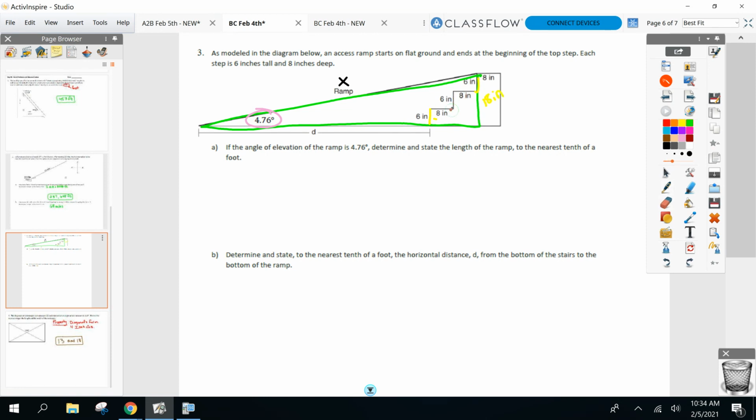I don't know, I was trying to figure out which one was for the height and which one was for the width. All right, so I think this turns into yesterday now, right? Basic sine, cosine, tangent. So if I'm going from my 4.76, I need to know what's the ramp and what's the 18 inches. Opposite, adjacent, hypotenuse.